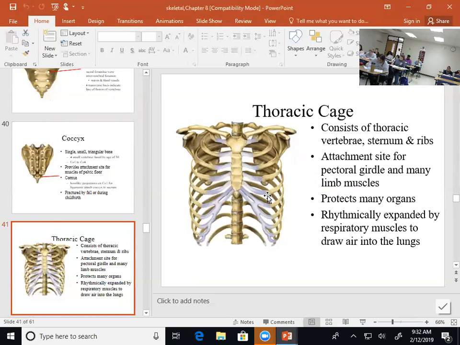But I would want you to know that you do hear about things called true and false ribs. The false ribs really aren't false ribs. They are ribs, but they call them that because the true ribs have a direct connection to the sternum, a cartilage connection. So if you look at these first ones, you can see that direct cartilage connection. See, this is cartilage here, right?